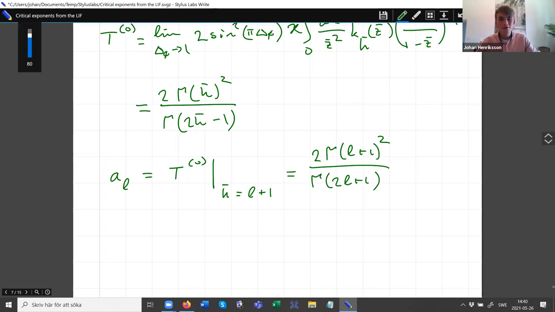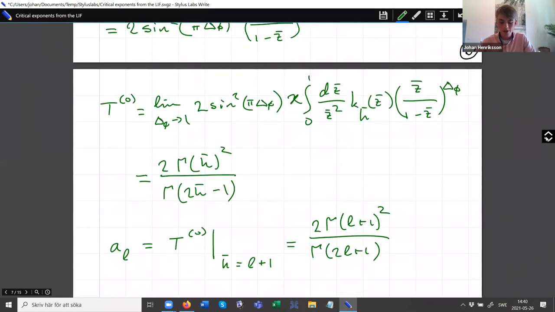Okay, there are two things to this. I had a little bit of trouble hearing the question, but I think I got it. The question is, aren't there issues with convergence? For instance, if you just have delta phi equal to one here, this integral would diverge.